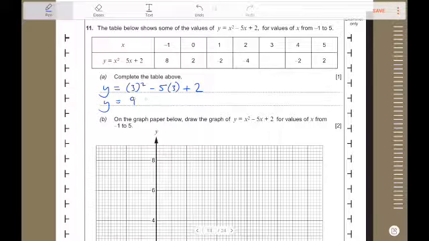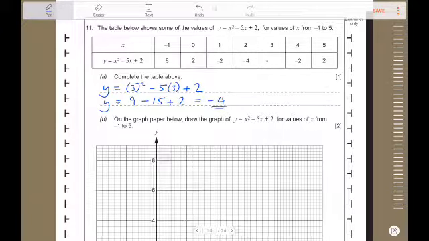3 squared is 9, minus 5 times 3, or minus times a positive. If there's no sign, it means positive. A negative times a positive is negative. 5 3s are 15, and we've got plus 2 on the end, and then we've got 9, take away 15, it's minus 6, add 2, minus 4.